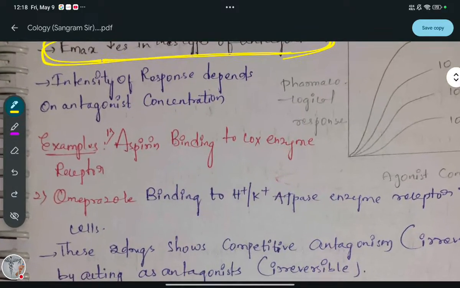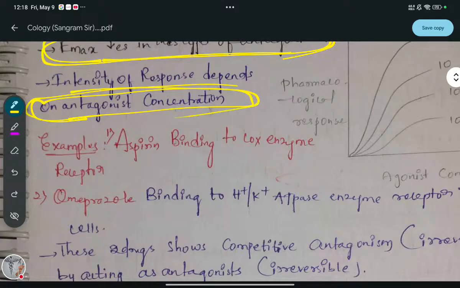Next, intensity of response depends on the antagonist concentration only, whereas in the case of reversible, intensity of response depends on both the agonist as well as the antagonist. So here intensity of response depends on the antagonist concentration only.